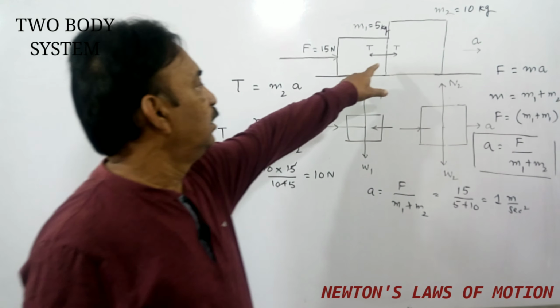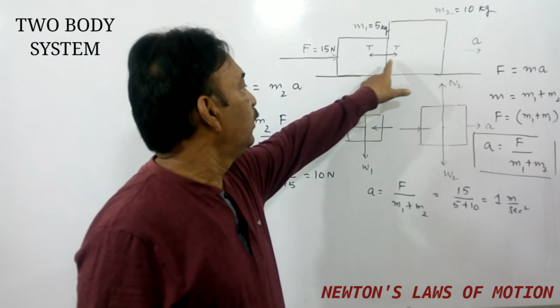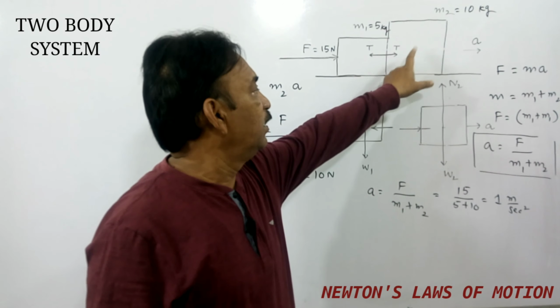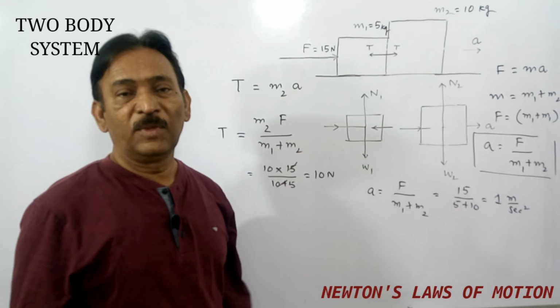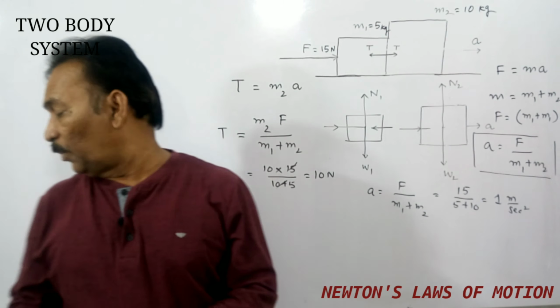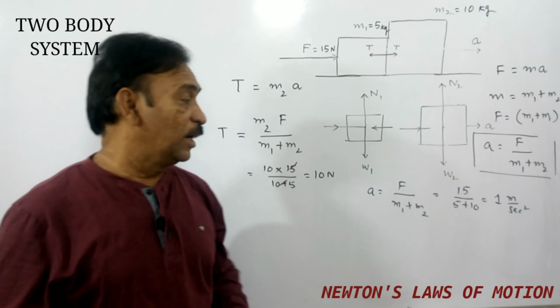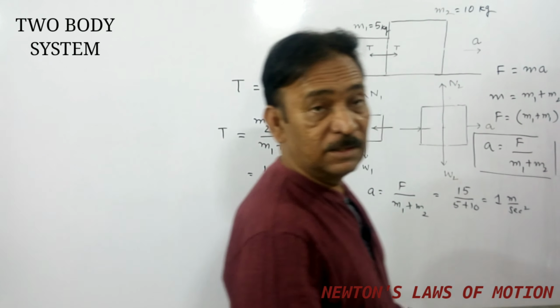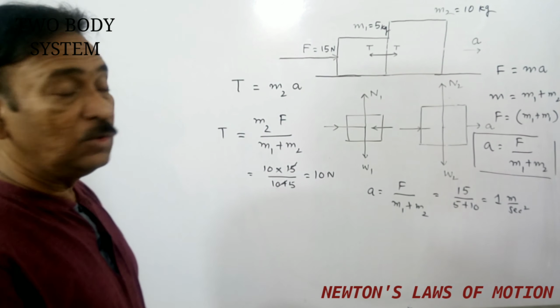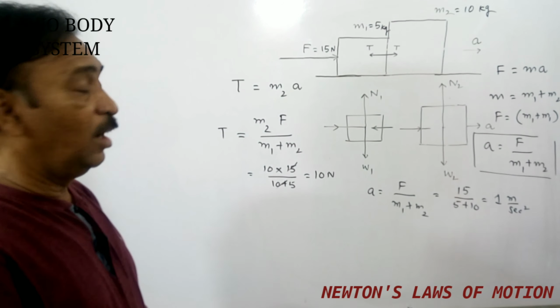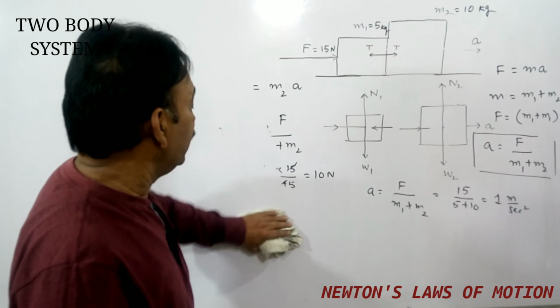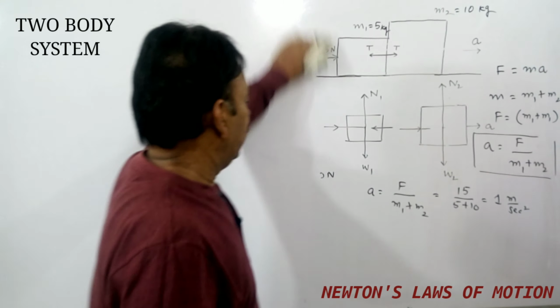Okay, students, the tension force, that means what? The contact force which is acting on this body is equal to 10 Newton. In this way, we can solve a problem which has two masses. Then what about a system which has more masses, that means more than 2? Maybe it is 3 or 4 or 5, whatever it may be, it can be done very easily. Say it, students.